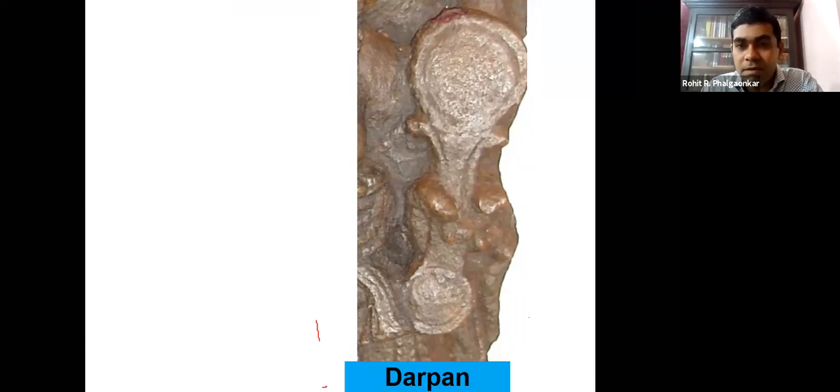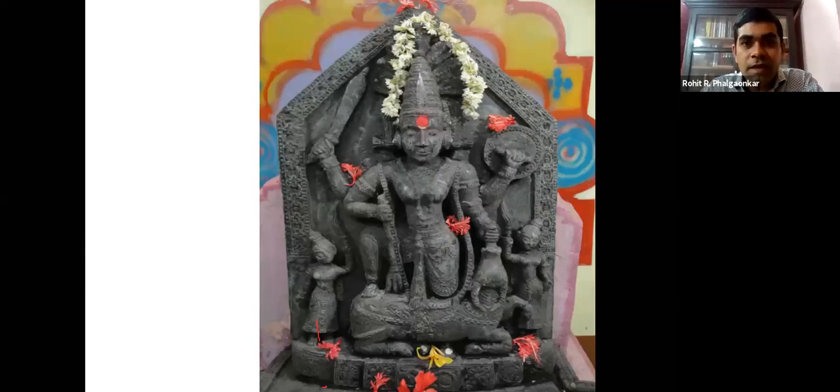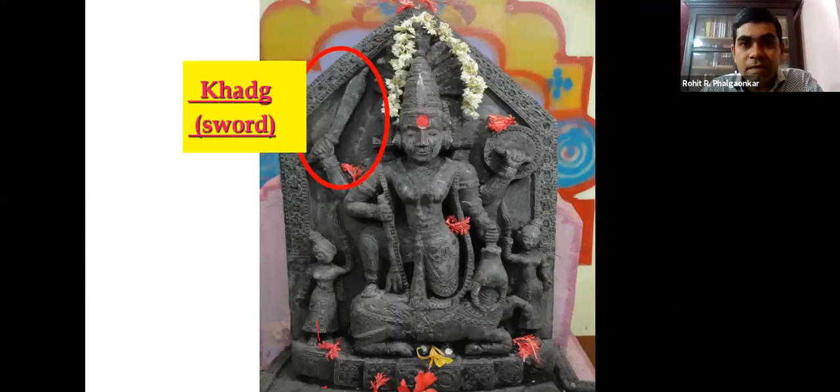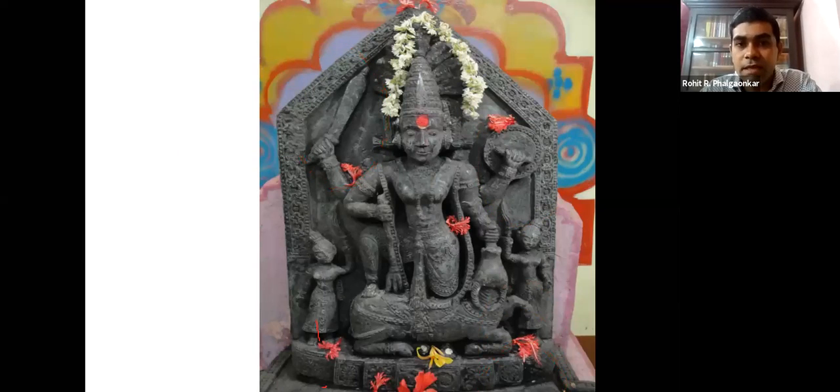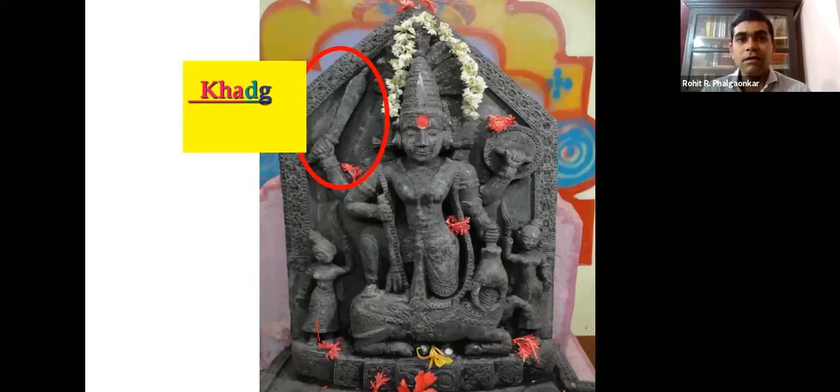So this is a mirror. So we can make out that all these things were very much a part and parcel of the ancient civilization or the ancient culture of Goa. Yet you have another varied example of khadga, which is a sword. And here you have a shield, which is a ketak. So here you have a sculpture of Mahishasur Mardini again, who is killing the Mahishasur demon with the khadga, sword, and the shield.